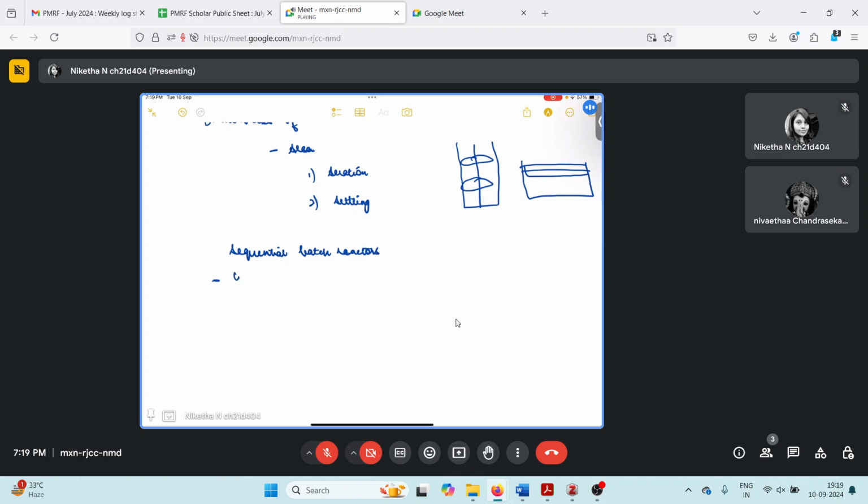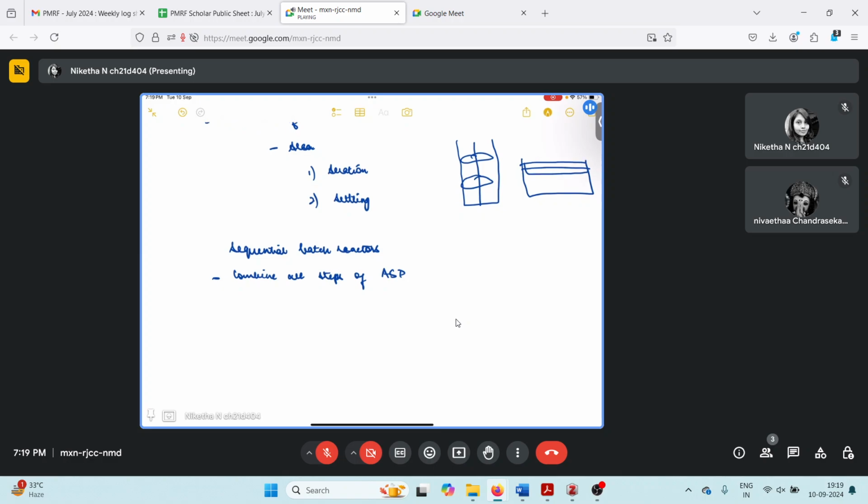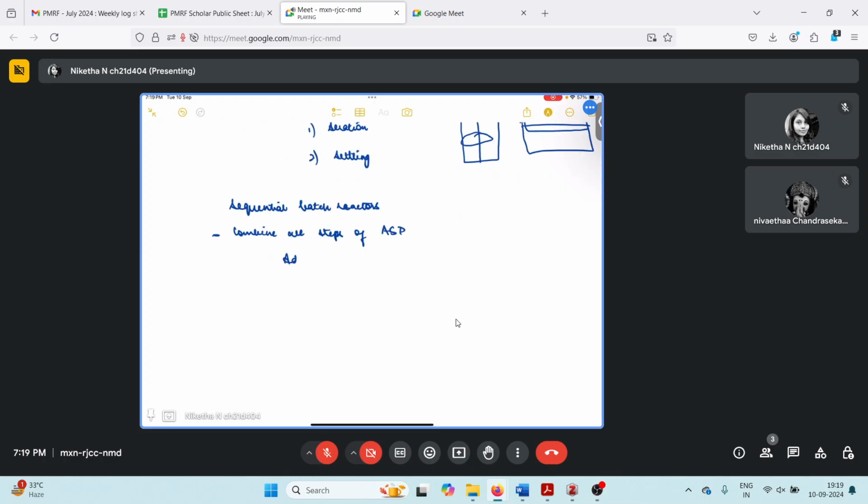So this will combine all the steps of ASP. So in ASP, what do you do? You just add wastewater, and then you allow it to react. You also aerate it, and after the reaction is over, you will allow it to settle down in a settling tank. So these are the various processes that are happening in the ASP tank.